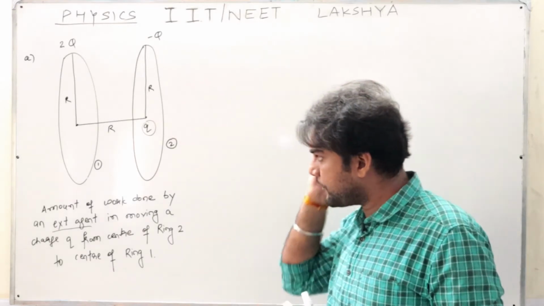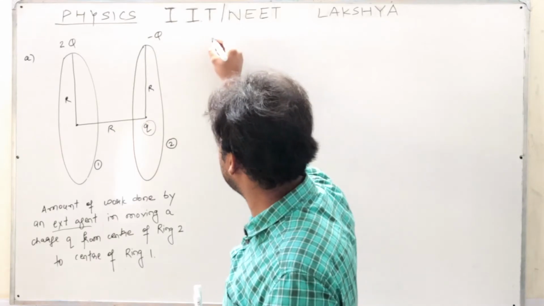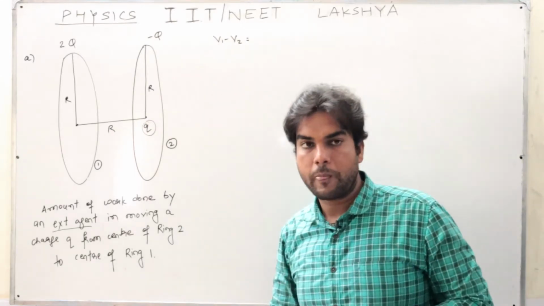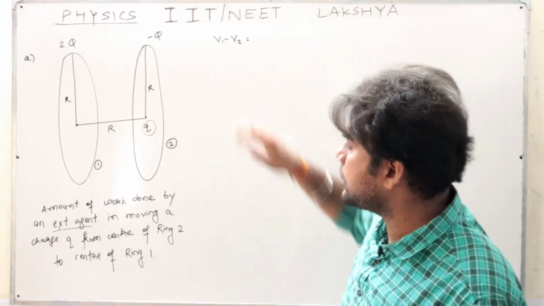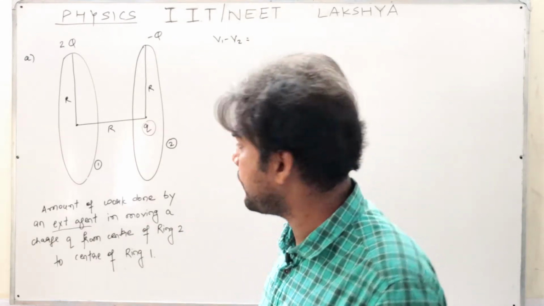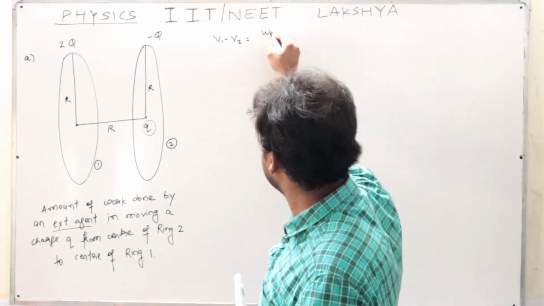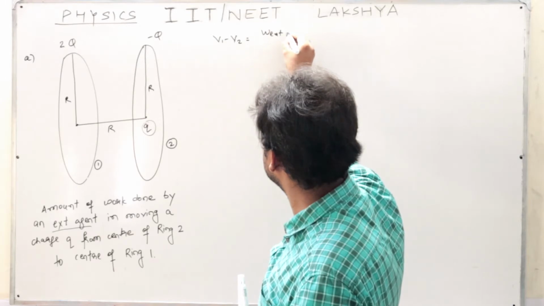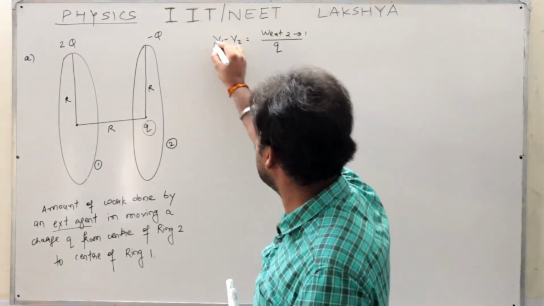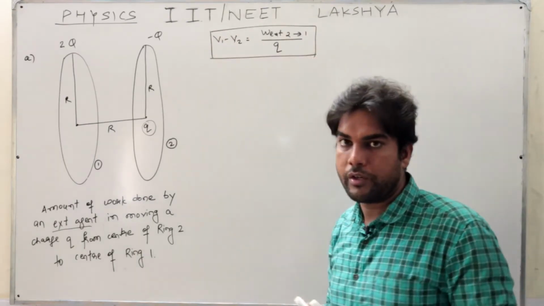If you remember carefully, we know the formula for potential difference V1 minus V2. For those students who are not understanding this formula, they can revise my videos on electric potential and potential energy. V1 minus V2 is nothing but the work done by an external force in taking a charge from point 2 to point 1, divided by the magnitude of the charge. I hope this is clear to everyone.